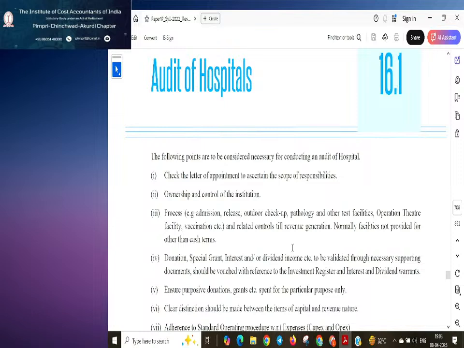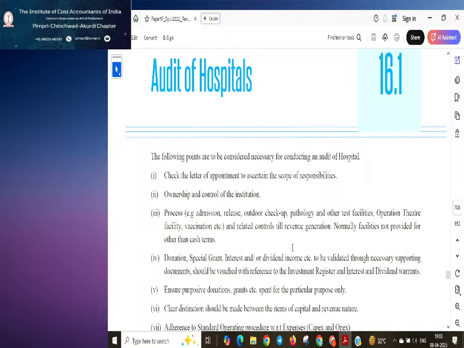Third one is the process. So there is always a process or policies that govern the running of hospitals, right from the admission, release, outdoor checkup, outpatients also, pathology and other test facilities, operation theatre facility, vaccination, etc., and related controls till revenue generation. That is, the billing happens, like there will be patients with insurance, they may go cashless, some might go without cashless, so some may not be covered under the policy. So how they are treated, how they are segregated and looked into. So till revenue generation is till the bills are paid. That is, the revenue is received by the hospital authorities. Normally facility is not provided other than on cash terms.